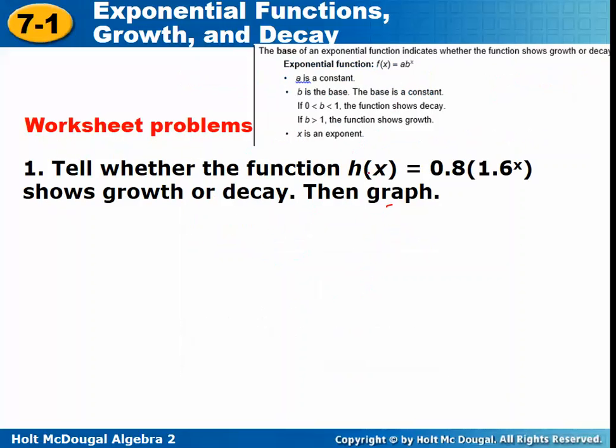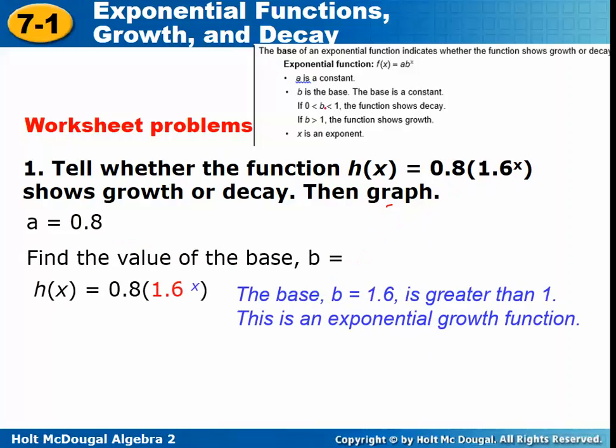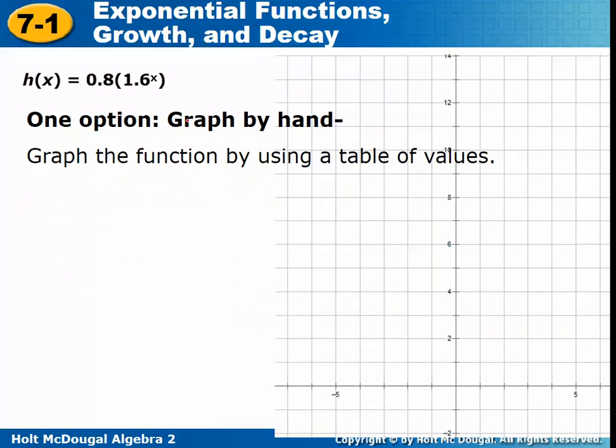So here's number 1 from the worksheet, and here's the problem, 0.8 times 1.6 to the x. So first you need to tell whether it shows growth or decay. A is 0.8, B is 1.6, and B is the part that we are concerned about that we check to tell whether it has growth or decay. Since 1.6 is greater than 1, this is exponential growth. Okay, next for graphing. You can graph it by hand.